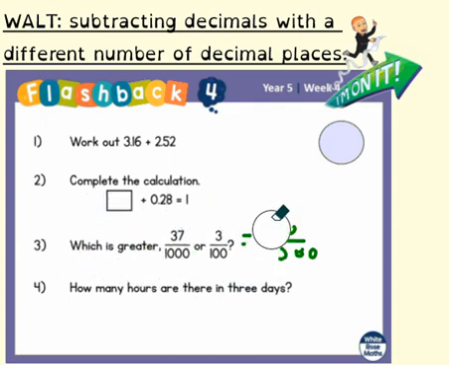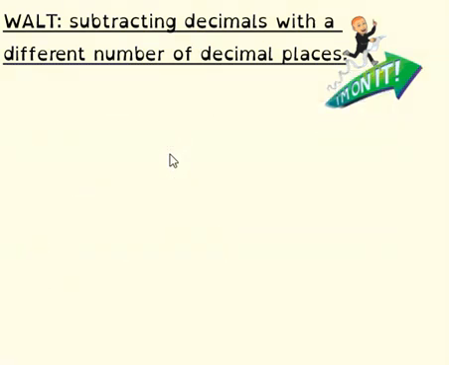Our learning objective today says we are learning to subtract decimals with a different number of decimal places. Let's have a look at an example to illustrate our point. 6.73, which, as we hopefully are all aware now, has 6 ones, 7 tenths, 3 hundredths, because we know that from our work with our place value lessons. And from that, I'm going to subtract 1.3.